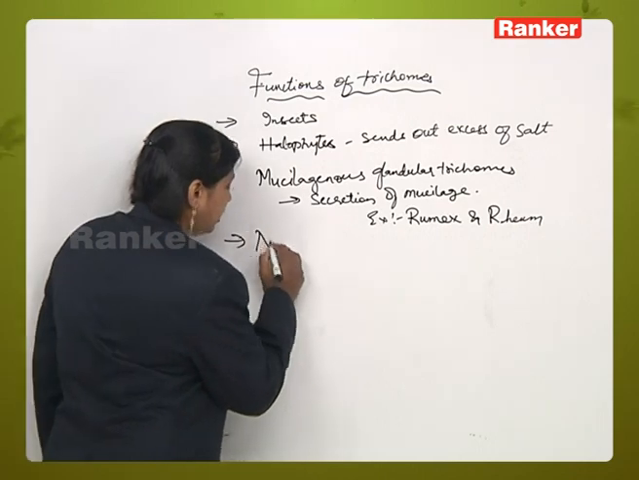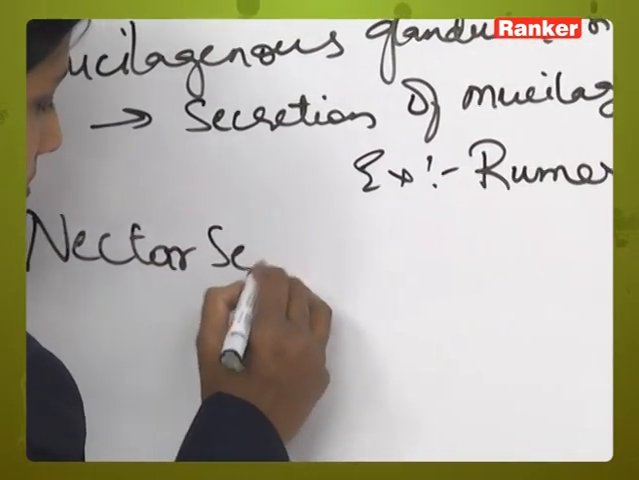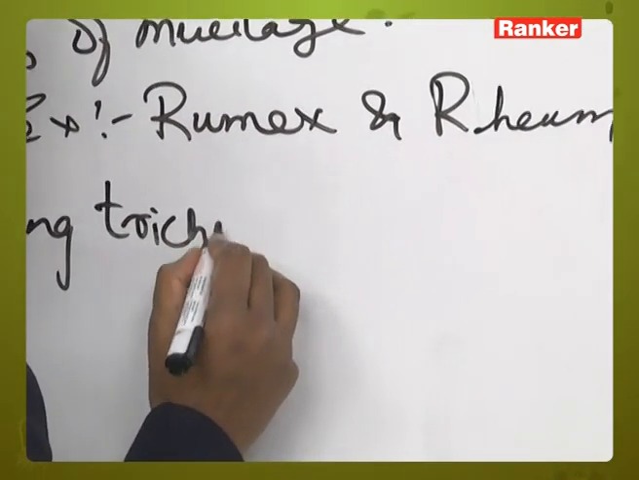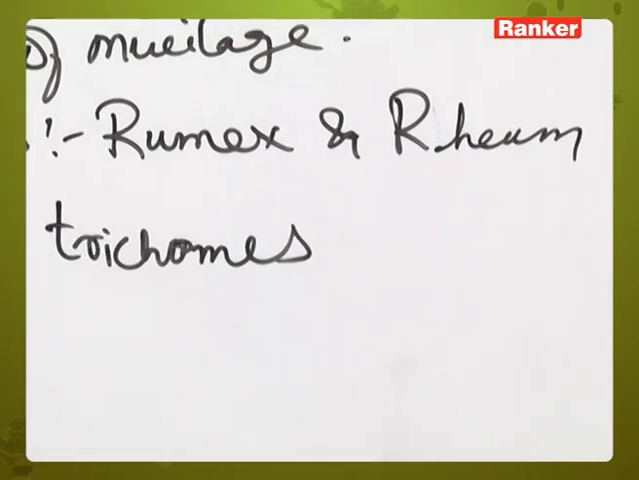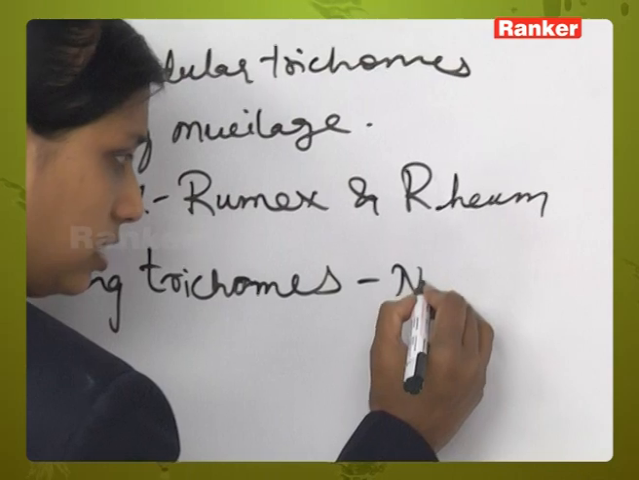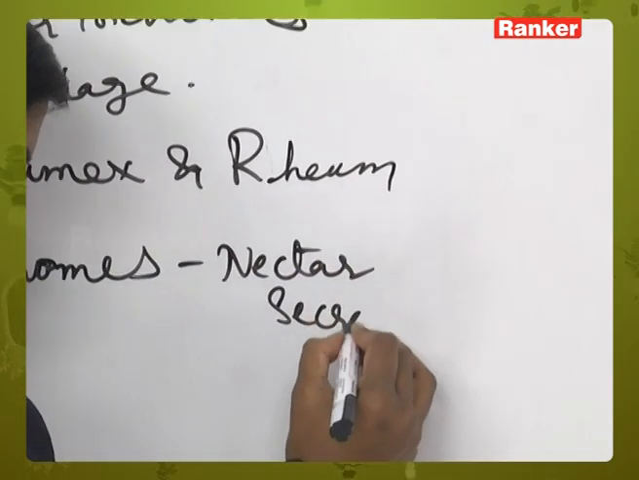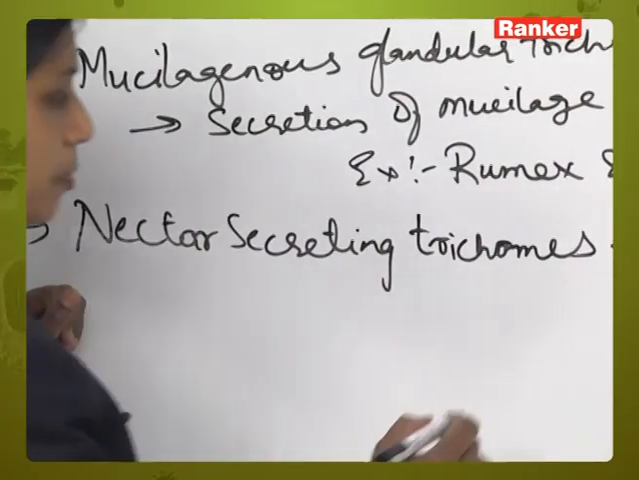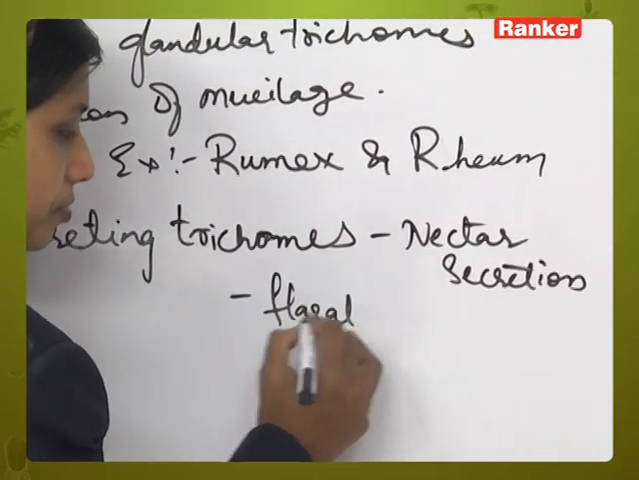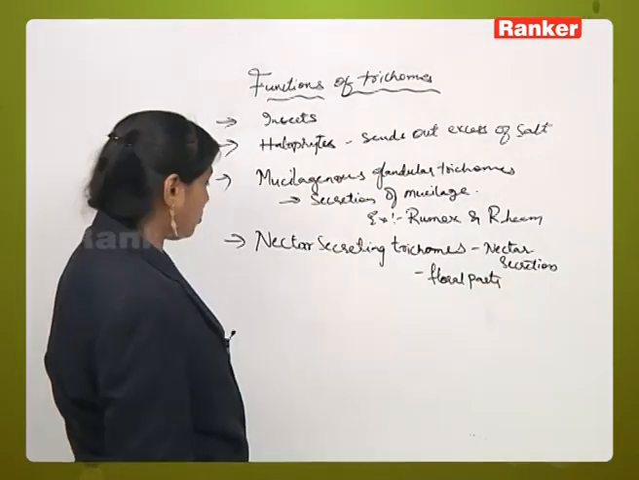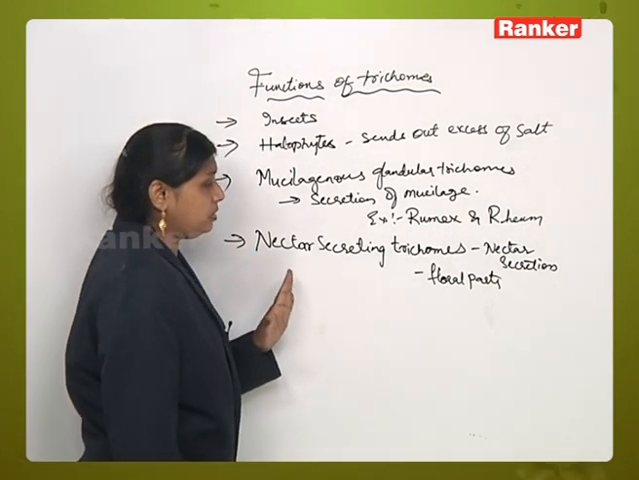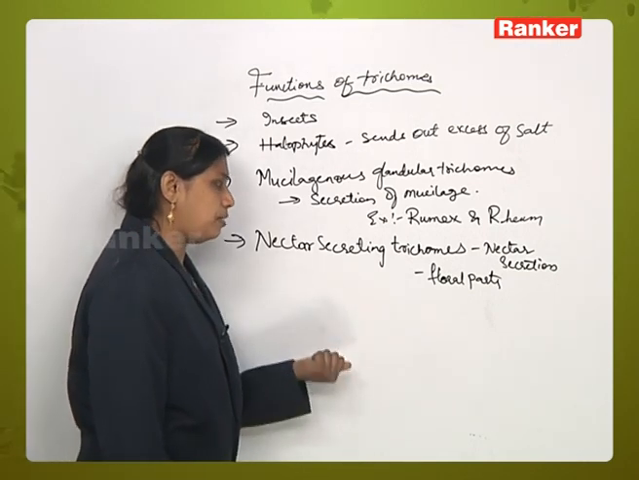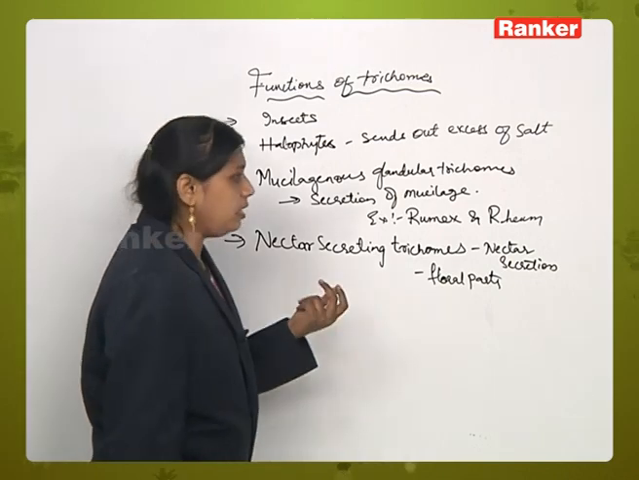Next one is nectar secreting. What will nectar secreting trichomes do? As the name itself indicates, they are helpful in the secretion of nectar. And where are these present? These are present in the floral parts of the plant. And this special type of trichome is helpful in the absorption of water and mineral salts from the soil to the plant body.